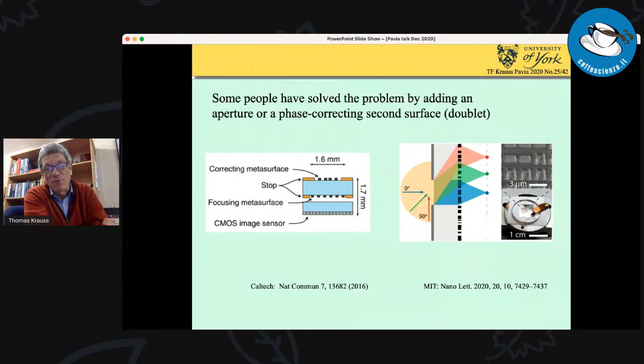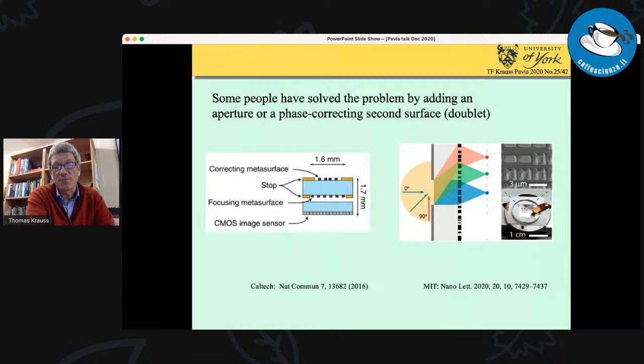Well, first of all, other people have thought about this and thought, well, we need to correct the light. On the left, I show some work from Caltech, from Andrei Faraon's group, and they basically took a thin film and patterned it on both sides. So you have a corrector on the top and then a focusing element on the bottom, and that indeed works. But you notice they already had to include a stop. So they have to include an aperture, which limits the effective aperture you can achieve.